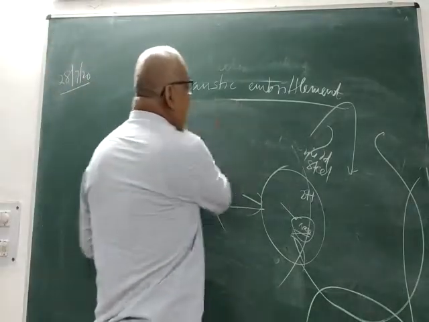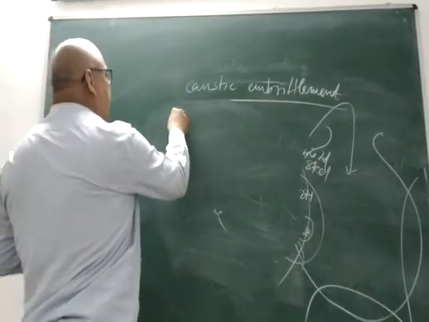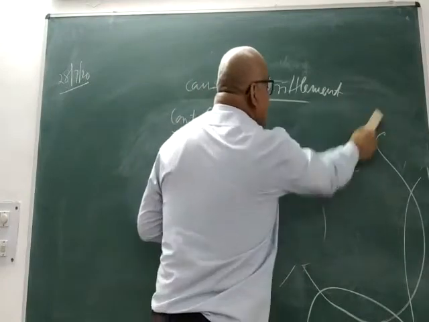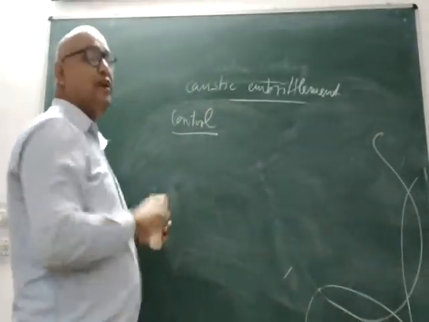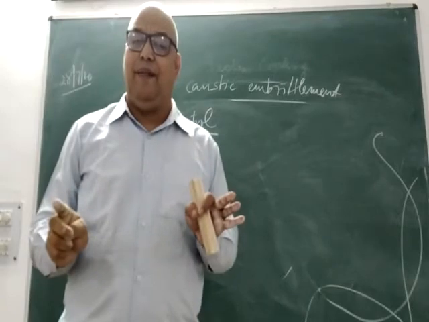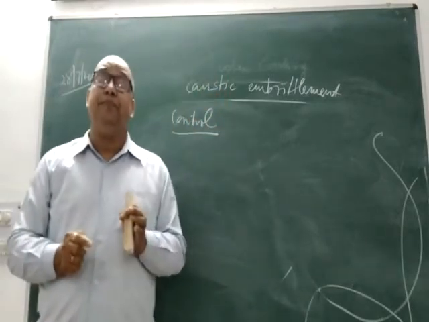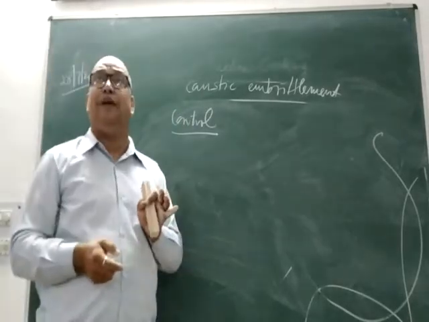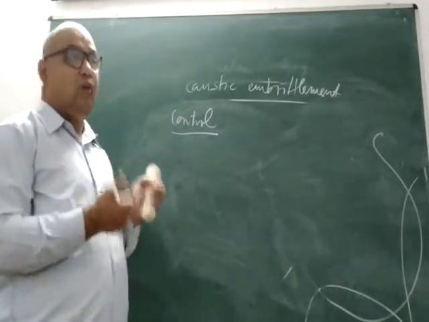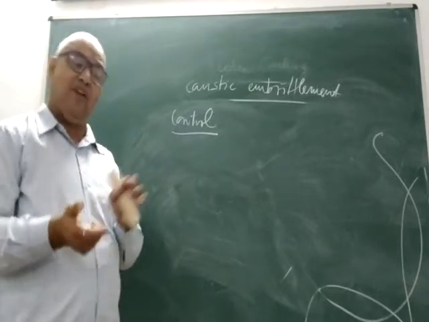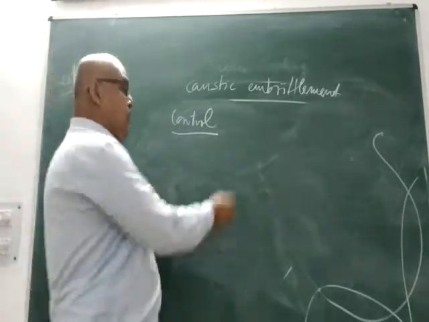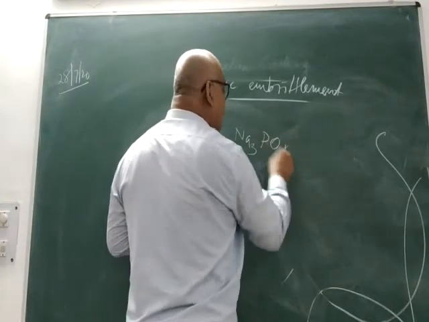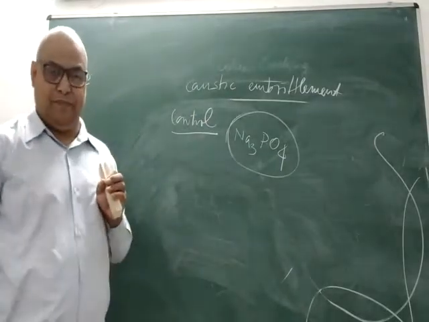This is all about how the problem is actually created. Next, how you can control this caustic embrittlement. I have told you, we have to ensure that the water being used is free from sodium hydroxide. But at the same time, we have to ensure that the water being used here should be free from sodium carbonate. But you will say, how can we do that? For water purification, we have to use sodium carbonate. In that case, we can use sodium phosphate in place of sodium carbonate.